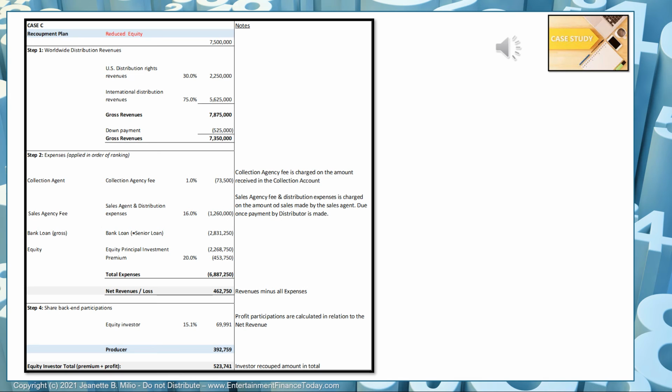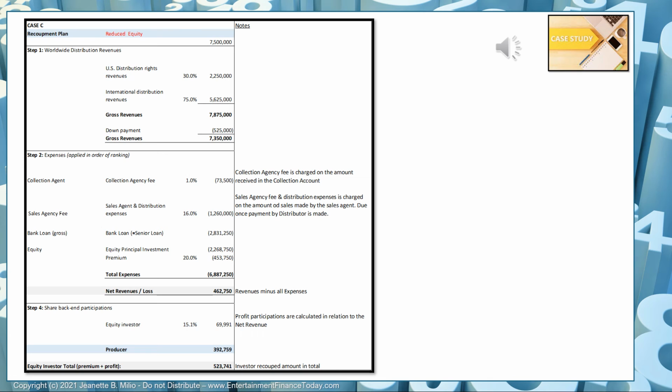That leaves us with revenues of $7,350,000. So now we are looking at expenses, and here we are seeing the first expense going to the collection agent. This is the neutral agent. It's basically comparable to an escrow account, if you will, where all the distribution rights revenues are paid into. So this collection agent manages all revenues and manages all expenses. So all the money goes into this collection account, and for the work of managing the revenues and expenses, the collection agent charges us a fee of 1% of all the monies that hit the collection account.